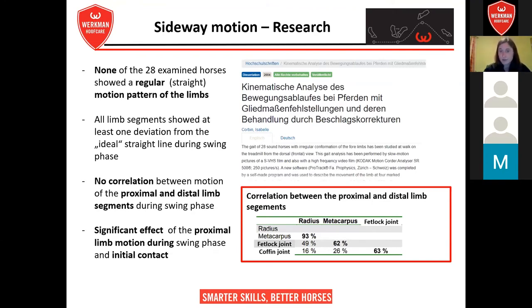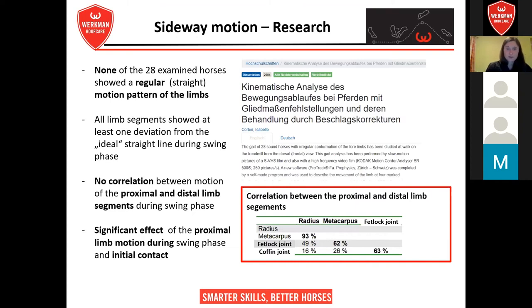So they do all the time a sideways motion, and there's not a correlation between the movement of the proximal and distal limb. The table shows you that you have, for example, the coffin joint and the movement of the radius. The radius is quite proximal, the coffin joint belongs to the hoof, so very distal, and there's just a correlation of 16% in the movement between these two segments. So during swing phase, the coffin joint is moving more or less independent from the radius, for example, and you can make these correlations also for the metacarpus and the coffin joint or the fetlock. So the correlation between the segments of the limbs is not very high.